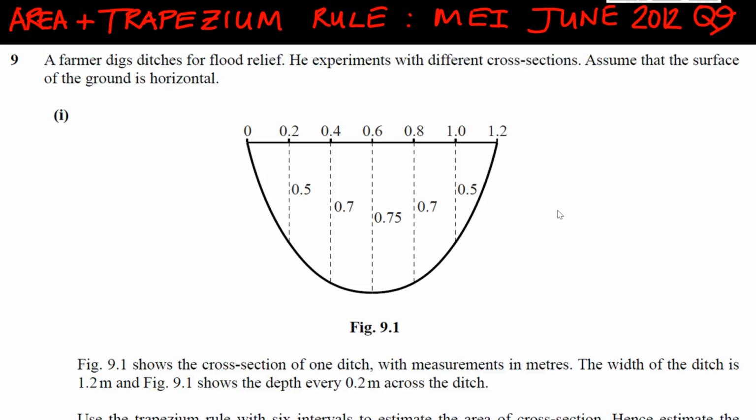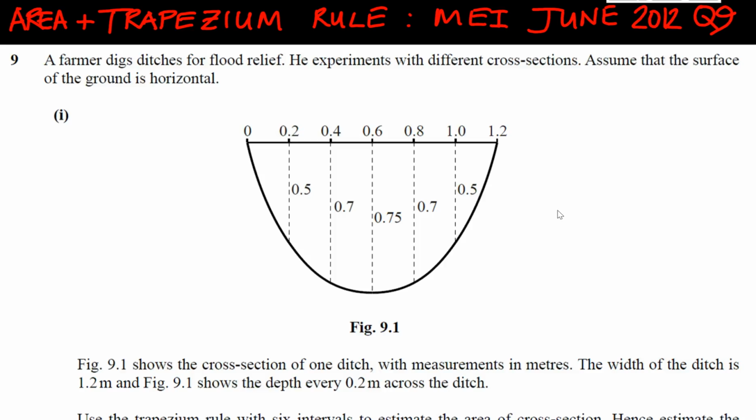Hello, this is a demonstration of the Trapezium Rule for calculating area, and I'm going to use the MEI June 2012 question 9 as an example. This regularly comes up in the MEI exam.